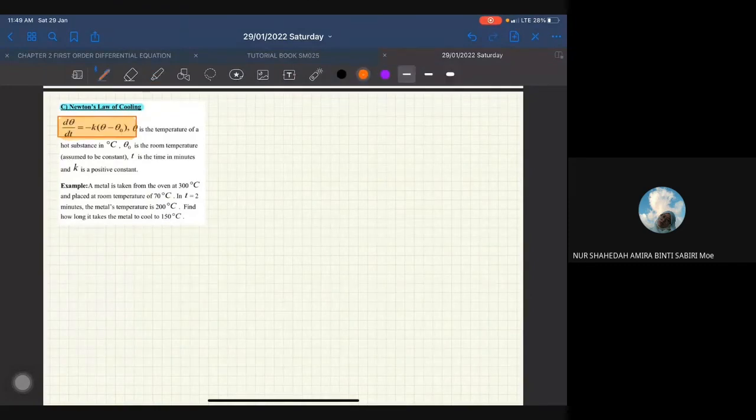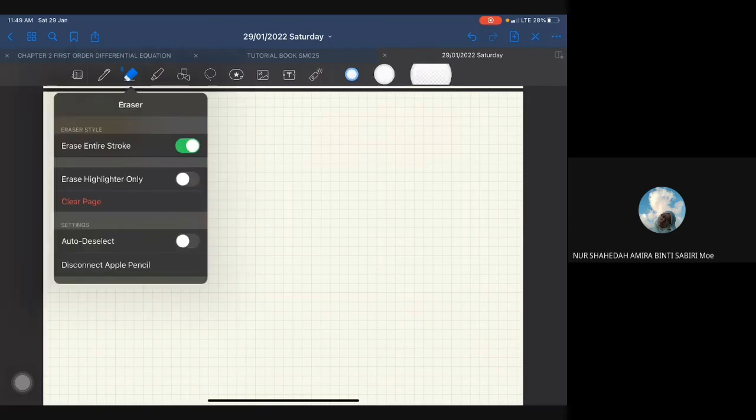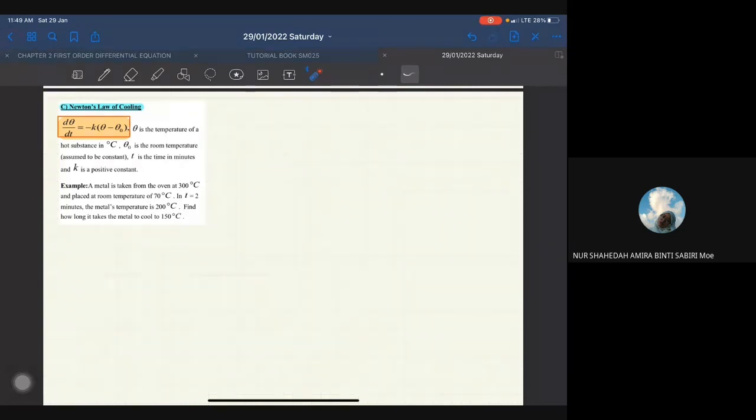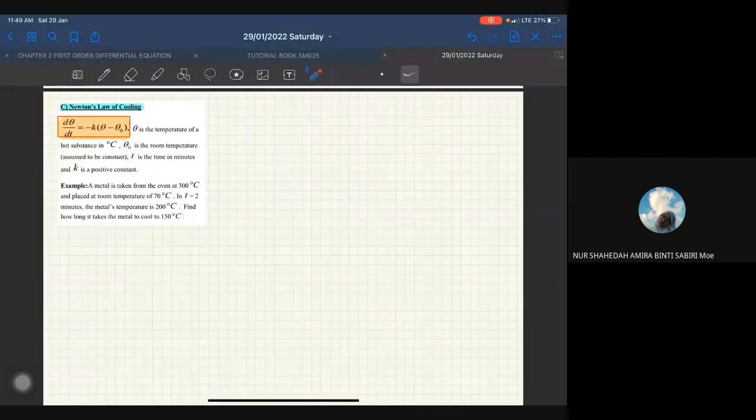Okay, so jom kita baca dulu statement cakap apa. So d theta dt is equal to negative k theta minus theta naught. Okay, so kenapa dia negatif? Sebab dia berkurang lah kot kan kiranya dia punya temperature. Alright, and then kat situ dia cakap theta is the temperature of a hot substance in degree Celsius. Okay, so it can be anything yang ada temperature lah. Okay, alright. And then theta naught is the room temperature. Okay, so theta naught, room temperature, kita assume dia as a constant.